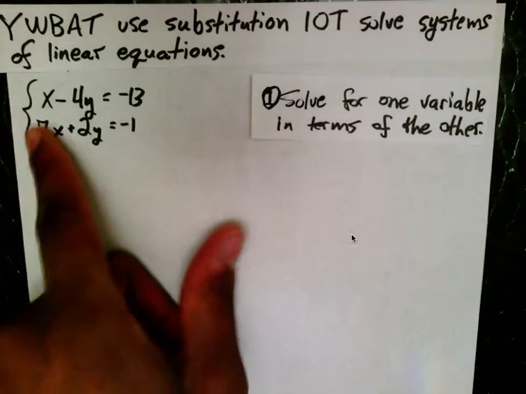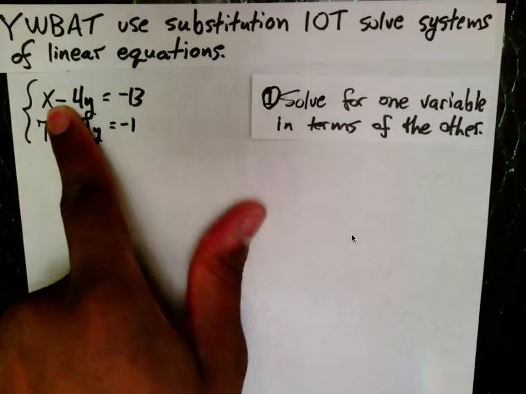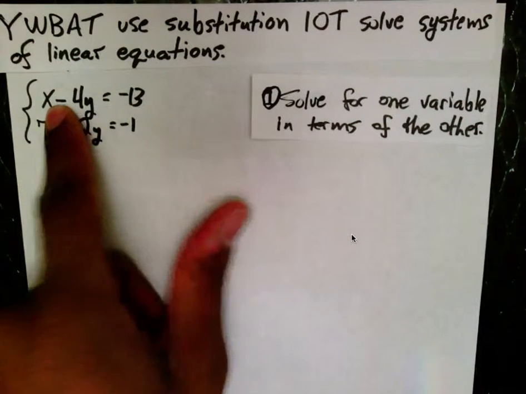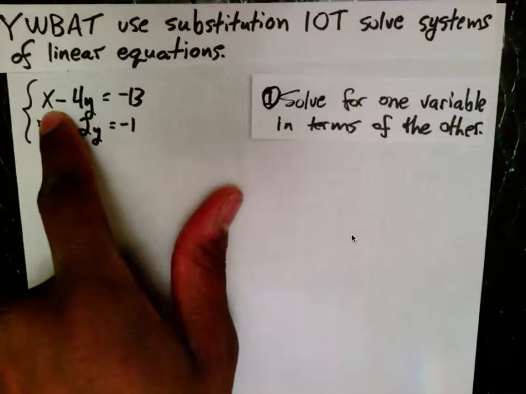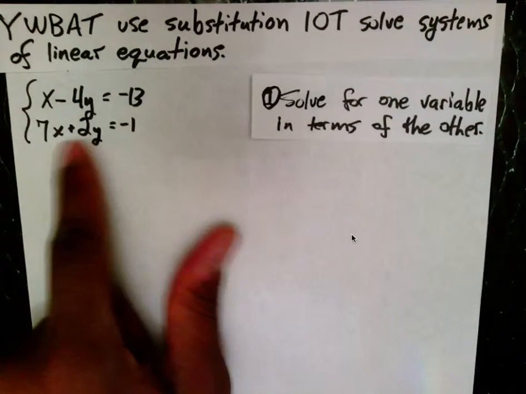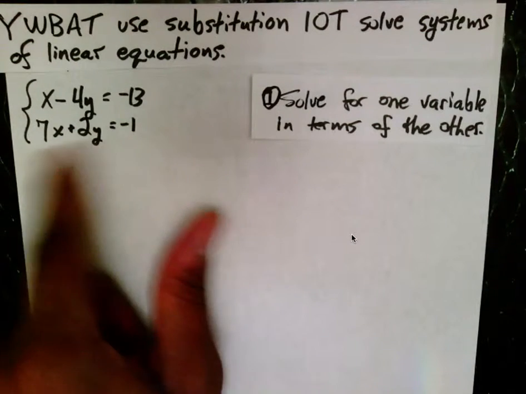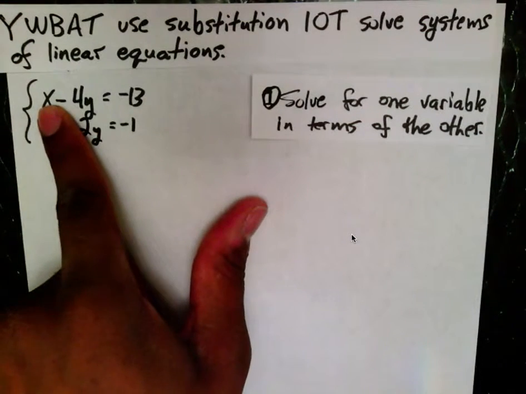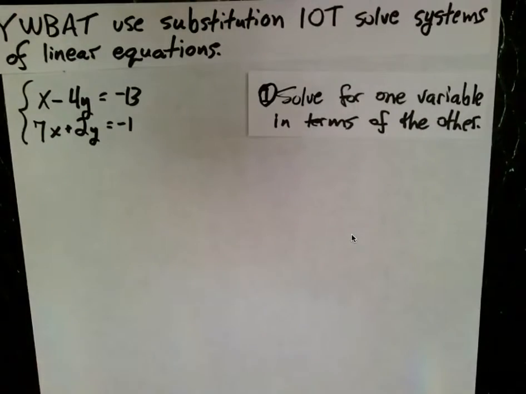Well, I see that I have an x all by itself right here, which makes me want to solve for x and get x by itself, since this is going to be the easiest thing to get by itself. Anything else, we would have to do a lot of dividing, which is more complicated. So let's get that x by itself over here.